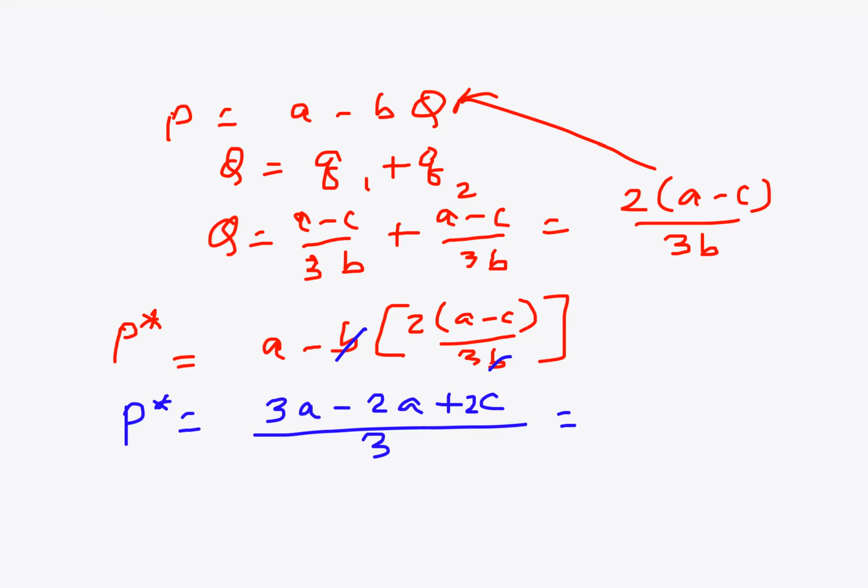So we are left with 3A minus 2A, which is A. So (A + 2C) over 3 is going to be the price. Once again, if you knew the value of marginal cost C and the parameter A, then you could plug in and you'll get the equilibrium price charged by the two firms. So this is your Nash equilibrium price.